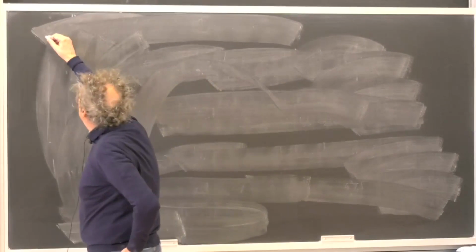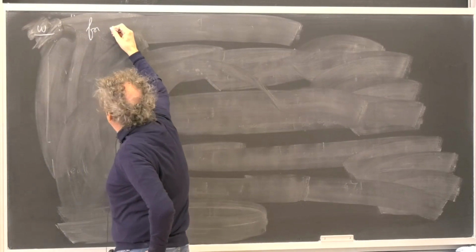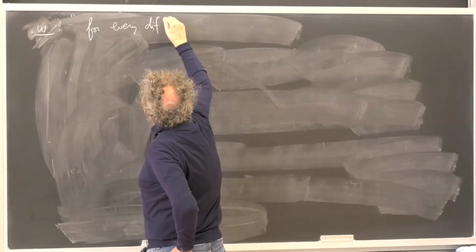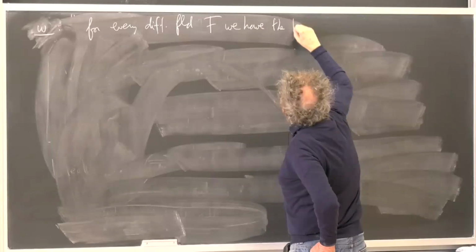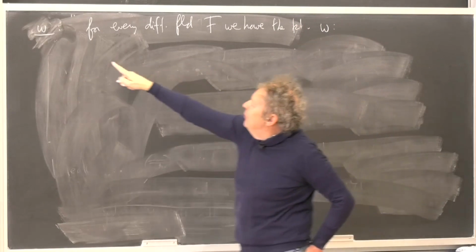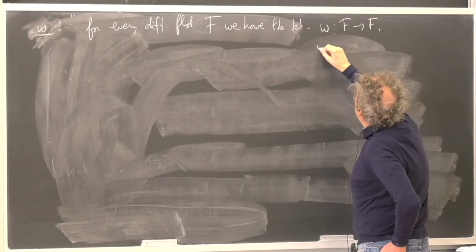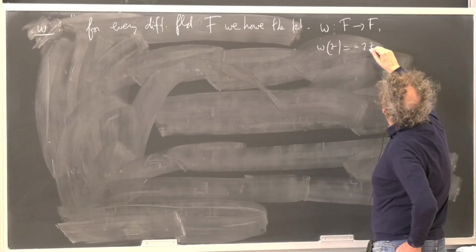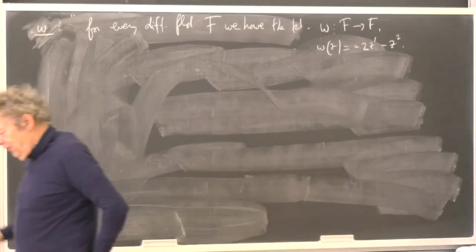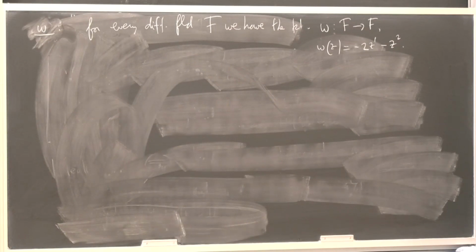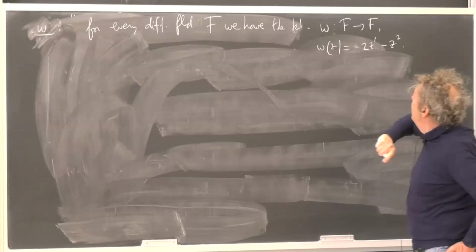But before I can say more, for every differential field, let's use F, we have the function omega, not to be confused with omega bar. They are of course related, but it's a function which is just omega of an element z is minus 2z' minus z squared. I will get back to how this arises later on, but probably some people will notice that this is like a Riccati polynomial. That means it's related to second order differential equations, although this is of course only first order.